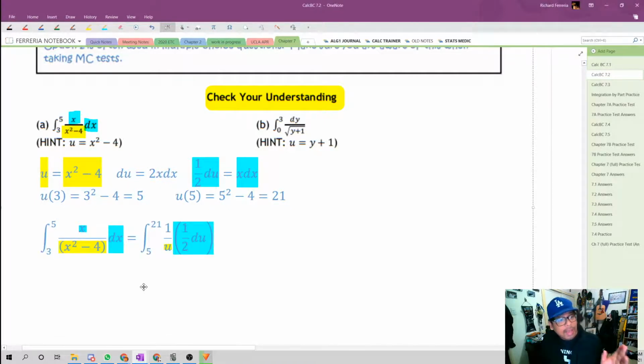The integral of x dx over x squared minus 4 is the same thing as the integral of 1 over u multiplied by 1/2 du. Notice also that the integral limits have changed from 3 to 5 to 5 to 21. This gives me the natural log of u from 5 to 21. Incidentally, I checked that the u's, 5 to 21, are all positive numbers. So anywhere in that range, I'm not in danger of substituting a negative number into a natural log, so I don't need the absolute values.